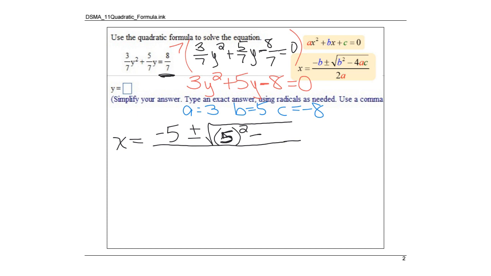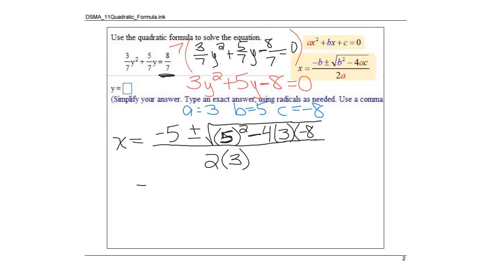Then we have the subtraction sign under 4. That's part of the formula. It's always going to look like that. And then we're going to multiply times a, which is 3. We're going to multiply times c, which is negative 8. And then finally on the bottom, we have 2 times a. Well, a is 3 this time. This is the first time. It's always been 1 in the past.